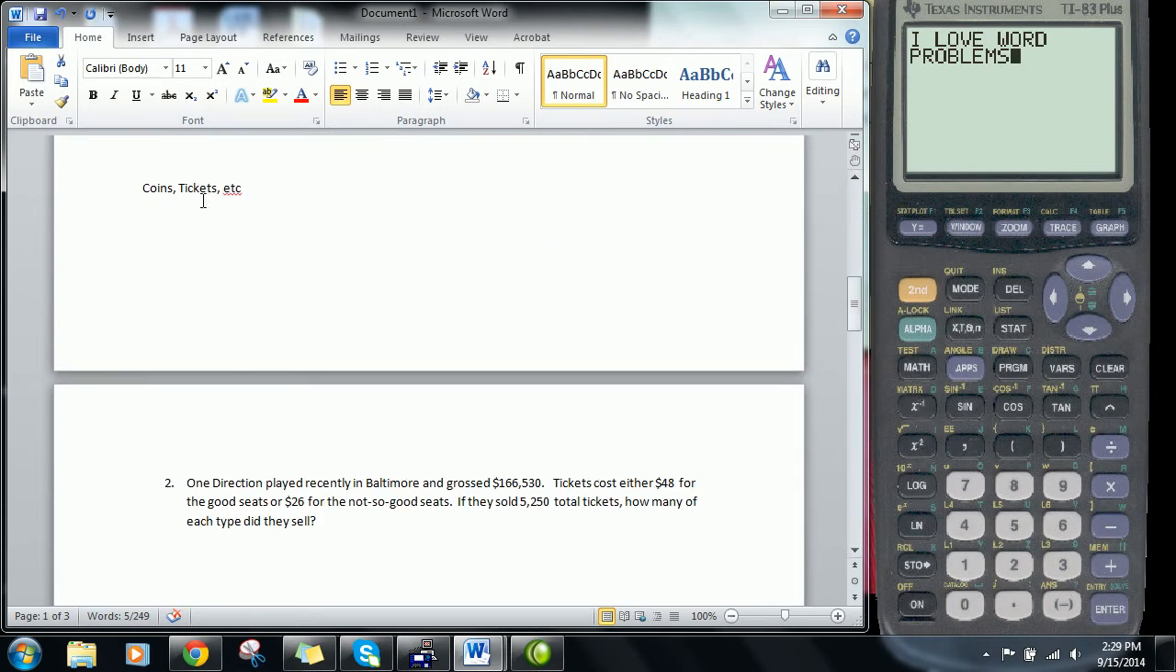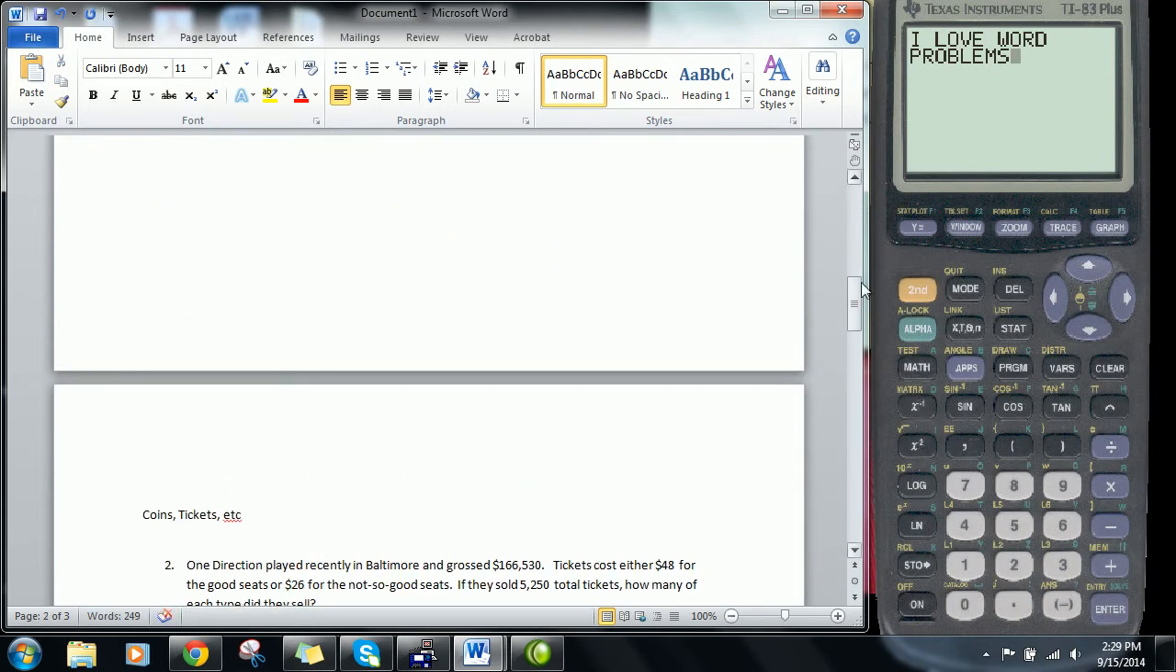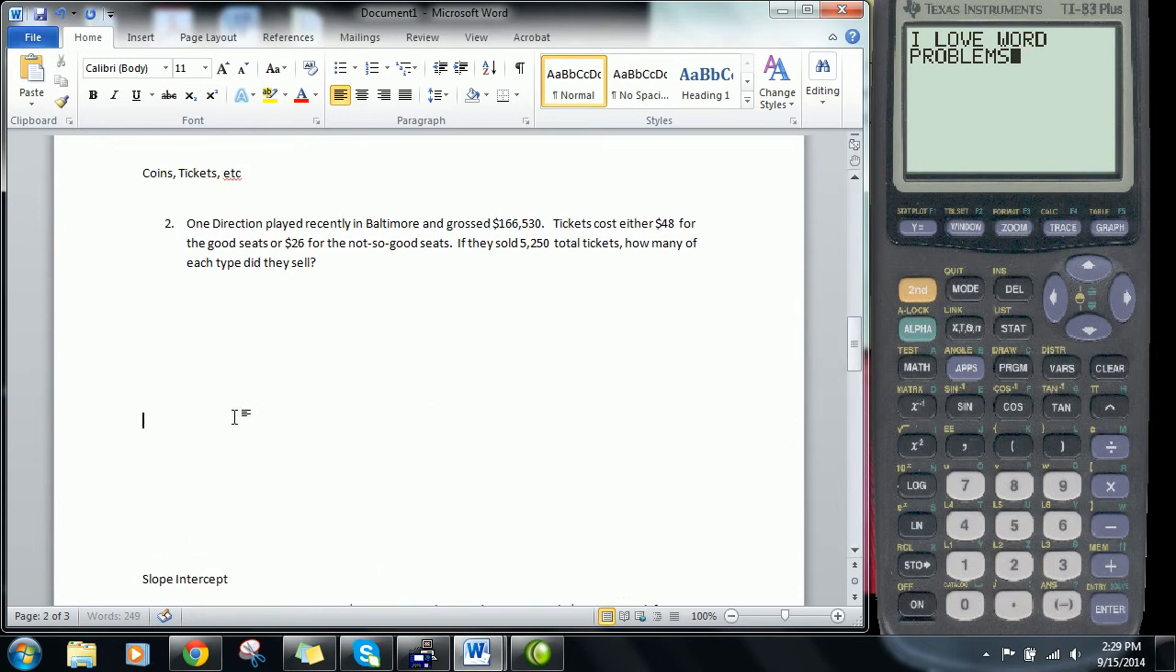Let's go to a coin or ticket or whatever problem. Now, for these types of problems, you basically have two choices. You either have quarters and dimes, or you have good tickets and bad tickets, you have hot dogs and hamburgers, and each of those choices has an appropriate cost. So for this particular problem, I have the gross for a One Direction concert, which was pretty sick, and I know that the good tickets are 48, the bad tickets 26, and I know how many total tickets.